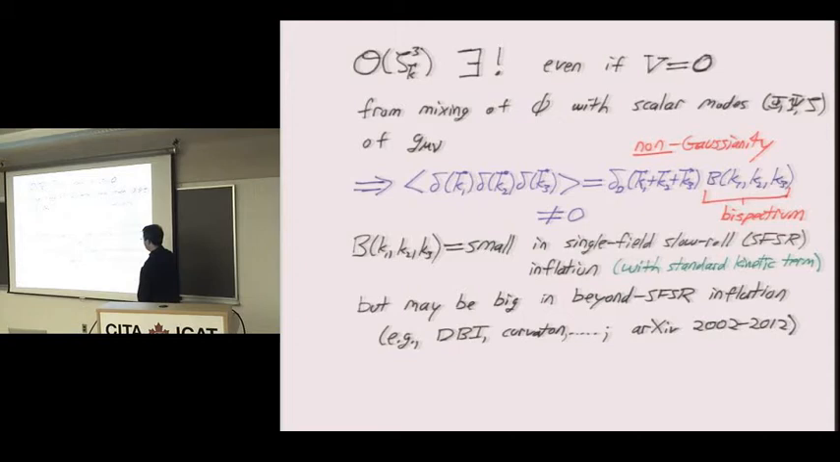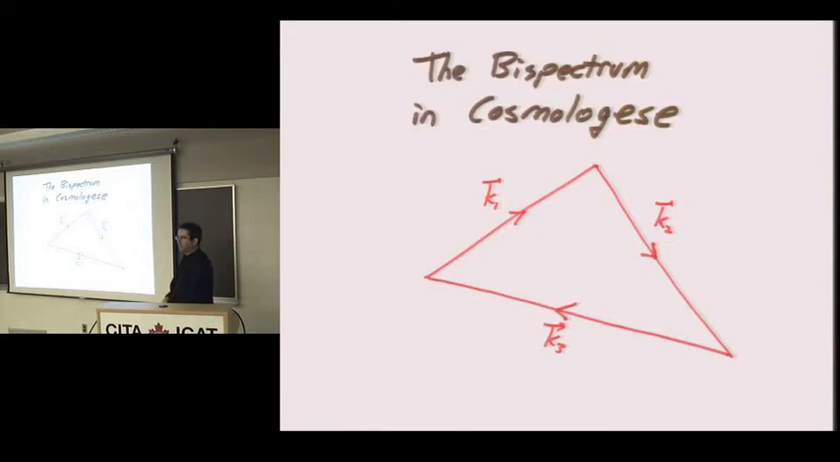So here's how we represent the bispectrum in cosmology. This is cosmologese, the language that cosmologists speak. The bispectrum is a function of the triangle. It's a function of k1, k2, k3, the three Fourier amplitudes, and they have to sum up to a closed triangle. And as I said before, the bispectrum does not depend on the orientation.